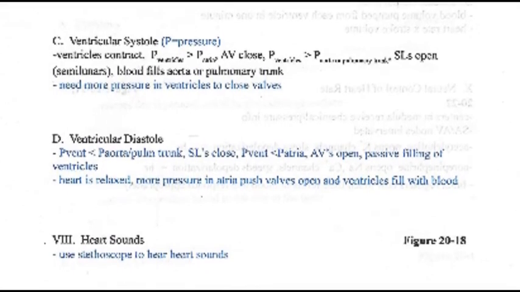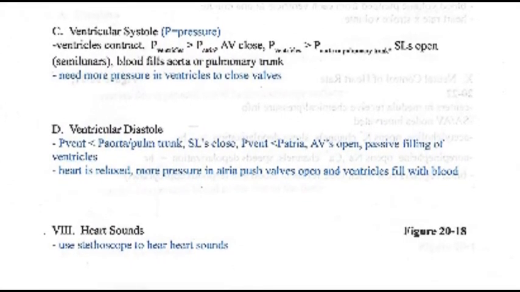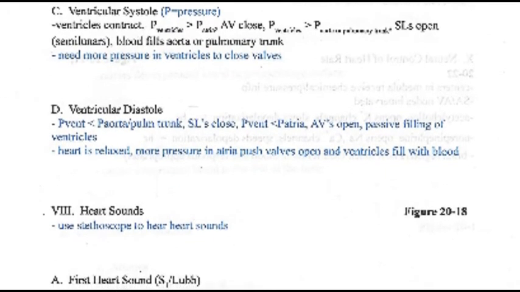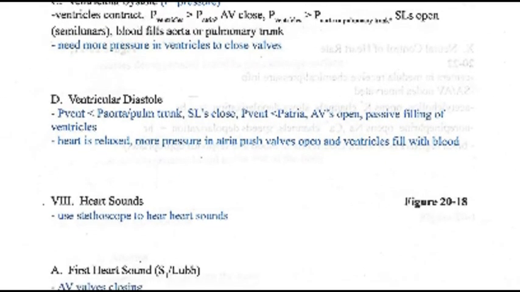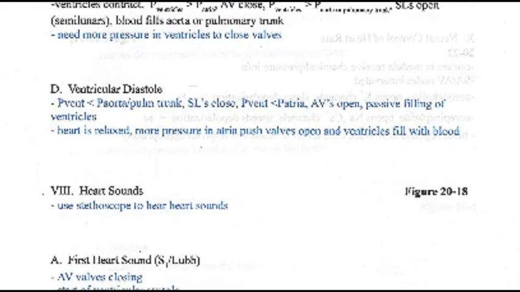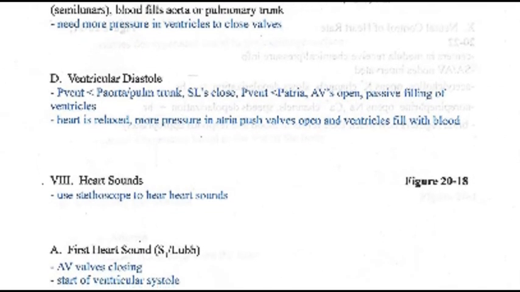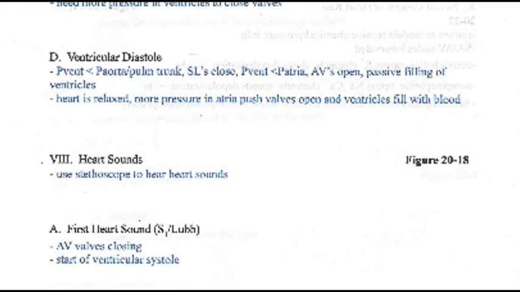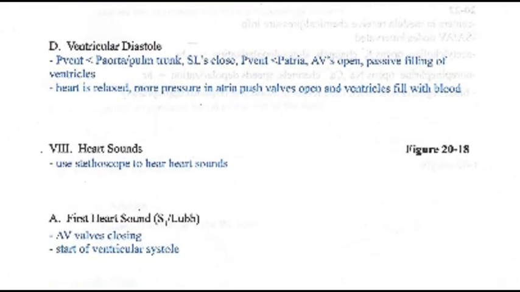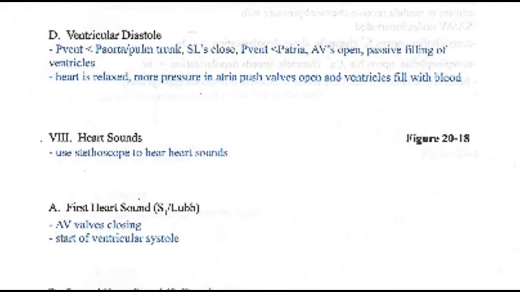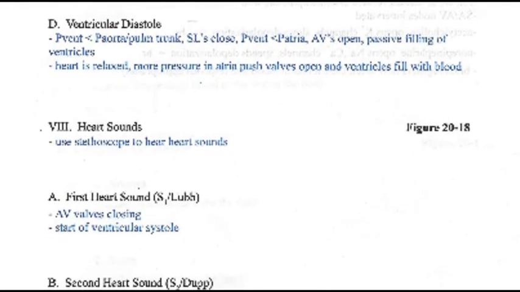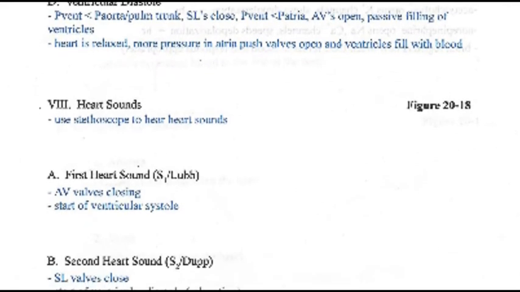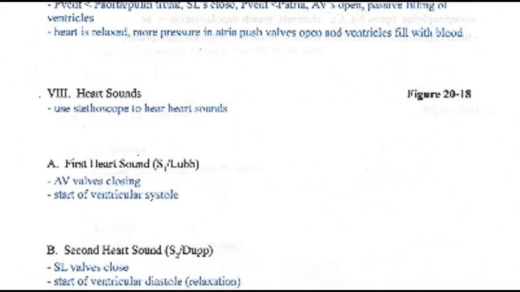Ventricular diastole. In ventricular diastole, the pressure inside the ventricles is less than the pressure in the aorta and pulmonary trunk. Semilunar valves then close. Then the pressure in the ventricles is less than the pressure in the atria, and thus the AV valves open. When this occurs, there is a passive filling of the ventricles.